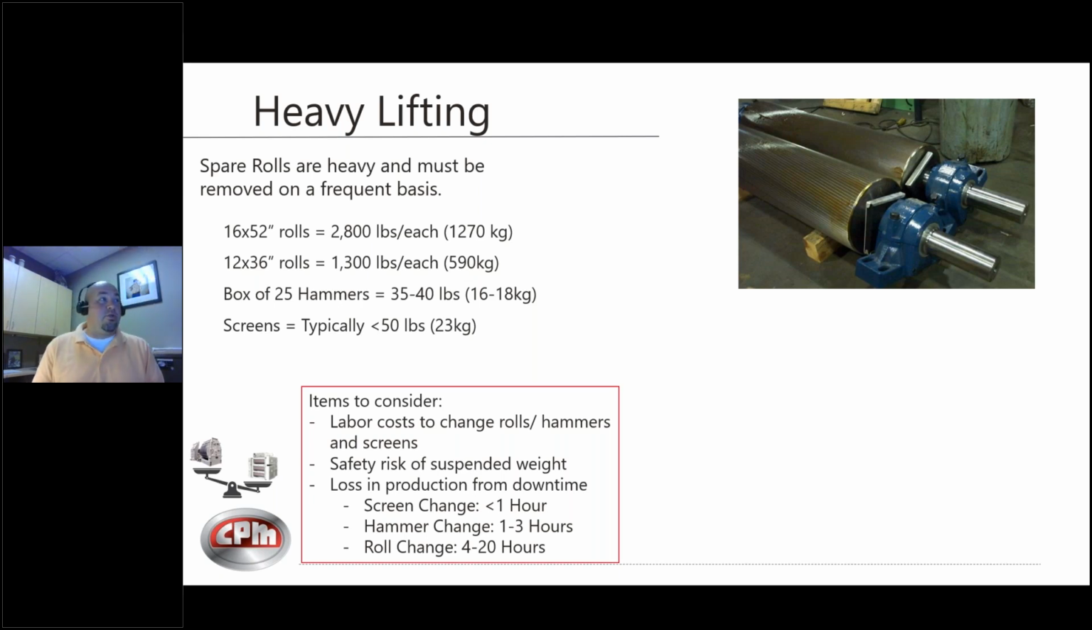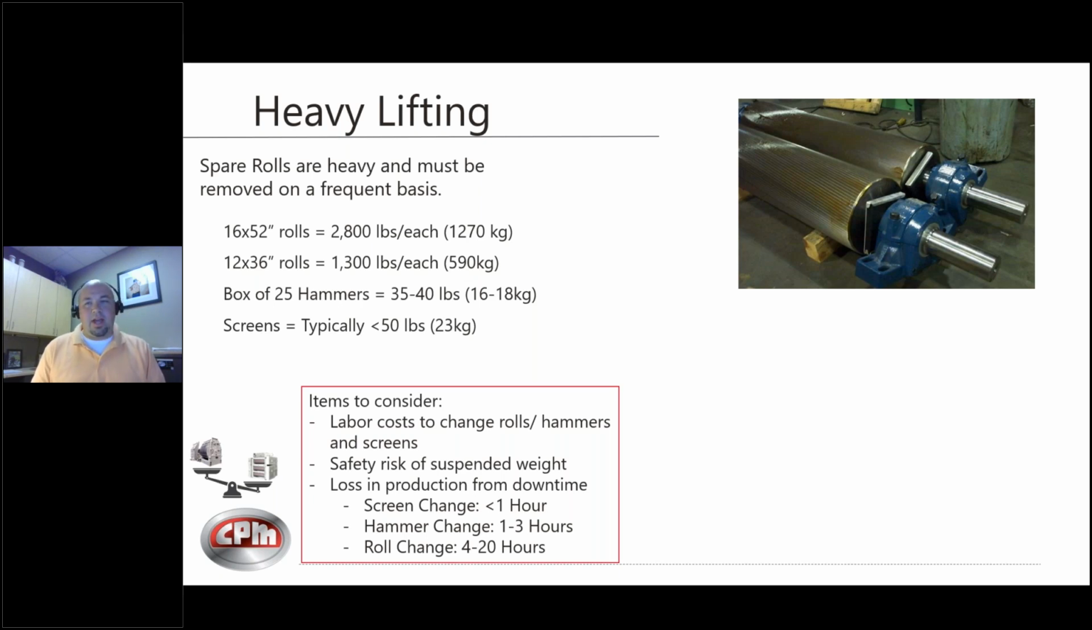But even still, those rolls are very heavy. If we look at our 16-inch diameter by 52-inch long roll, that roll can weigh almost 3,000 pounds. There's a safety risk with having that amount of weight suspended in the air. So that's something you have to take into consideration. I don't know exactly how you put a monetary value on it, but there is an increased risk. There's some ergonomic factors there.